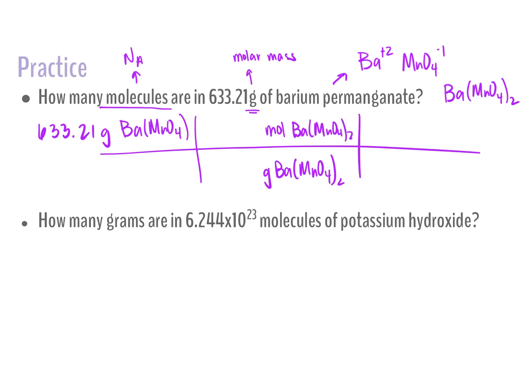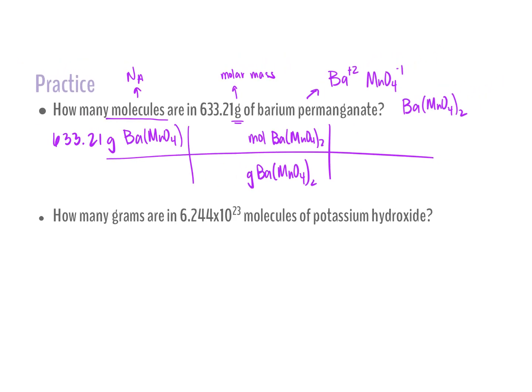BaMnO4 2. Do you guys prefer to put the numbers in as you go, or do you like to do all the units? Do you have a preference? It doesn't make a difference. It matters none, but we can keep going. If I've got moles here, I'm going to get rid of moles. BaMnO4 2. And I'm going to go with molecules because that's what I want to end up with.